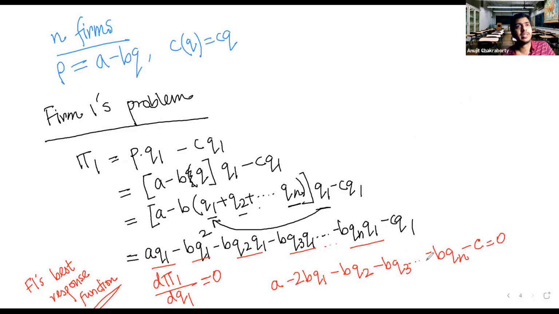We don't know how many terms there are in between. It depends on what n is. But for however many n's you have, there is bq2, bq3, all the way up to bqn. There's a minus c, and there's always a minus 2bq1.